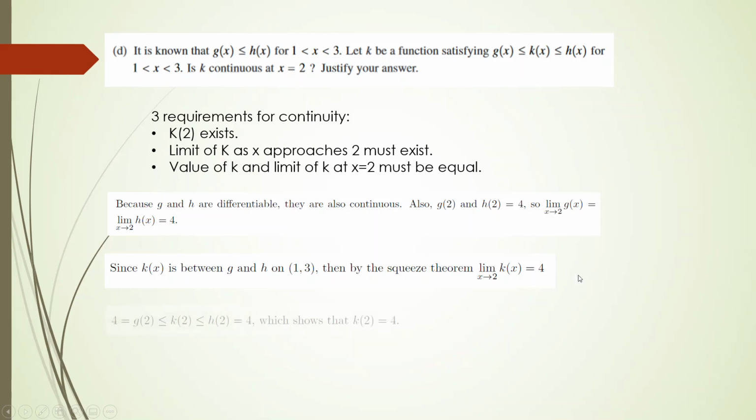The other thing that must be true then is that k of 2, the actual value of the function, has to be 4, and that has to be true if you've got this picture of the graph in your mind. If the function on the bottom equals 4 and the function on the top equals 4, then the function squeezing in between them also has to be equal to 4 when x equals 2. So if we've established that the limit is equal to 4 and that the value of the function is equal to 4 and they both exist, then we've satisfied all three of these bullet points and all three of these requirements for continuity, and we can state that therefore k of x is in fact continuous at x equals 2.